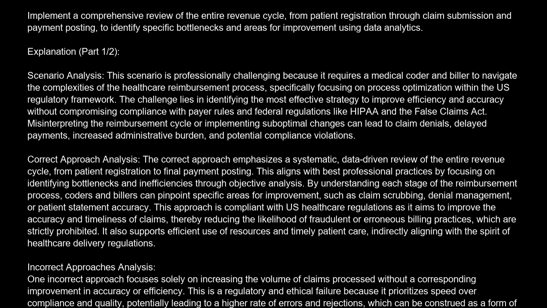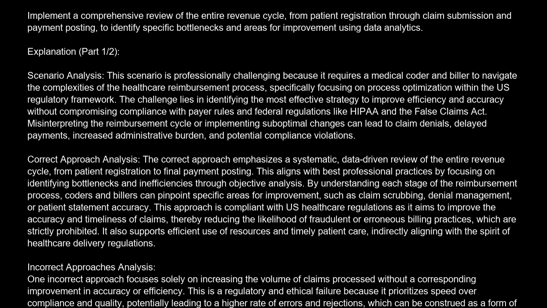This approach is compliant with U.S. healthcare regulations as it aims to improve the accuracy and timeliness of claims, thereby reducing the likelihood of fraudulent or erroneous billing practices, which are strictly prohibited. It also supports efficient use of resources and timely patient care, indirectly aligning with the spirit of healthcare delivery regulations.